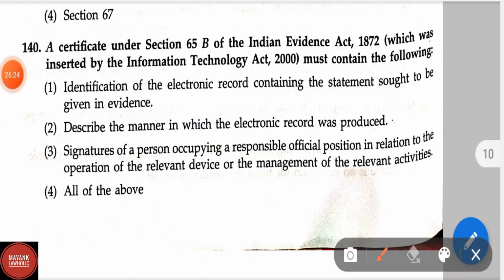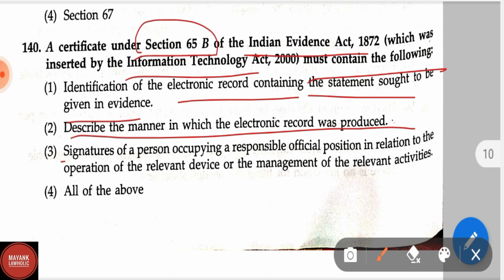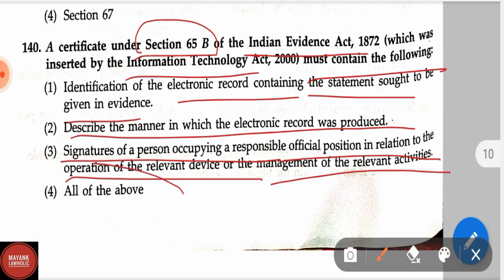Now let us see the question number 140. A certificate under Section 65B of the Indian Evidence Act 1872, which was inserted by the Information Technology Act 2000, must contain the following. Options are: identification of the electronic record containing the statement sought to be given in evidence; description of the manner in which the electronic record was produced; signatures of a person occupying a responsible official position in relation to the operation of the relevant device or the management of the relevant activities; and option 4, all of the above. In relation to Section 65B, all of the options are the correct answers.